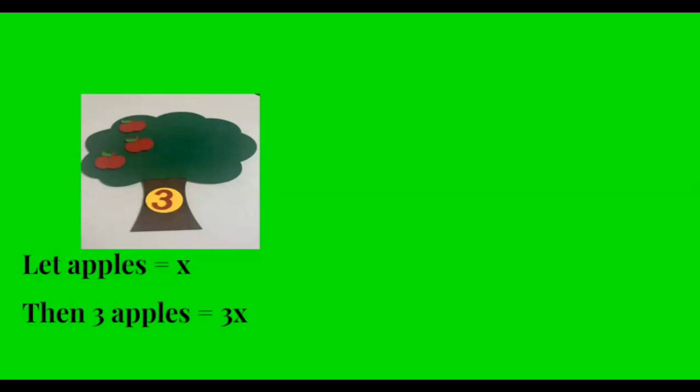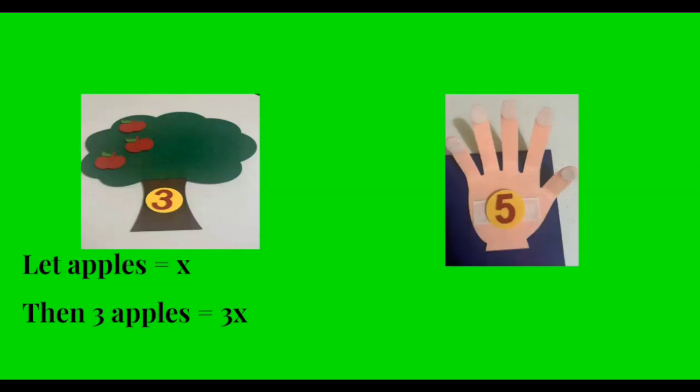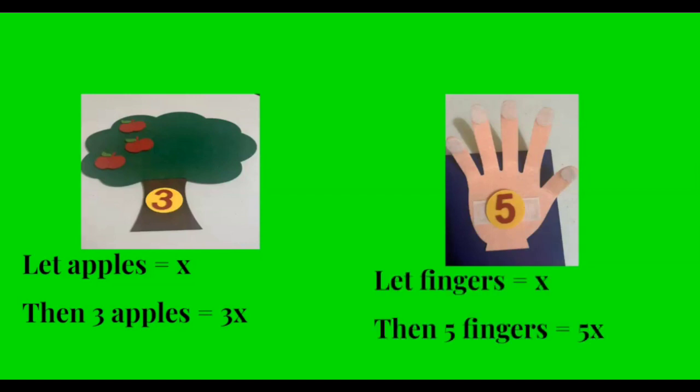All right. So for example, we start out with our apple tree. On this apple tree, we have 3 apples. So let x equal apples, or apple equals x. Then 3 apples would be the same thing as 3x. But here we have some fingers. We have 5 fingers. If we let fingers equal x, then 5 fingers equal x.